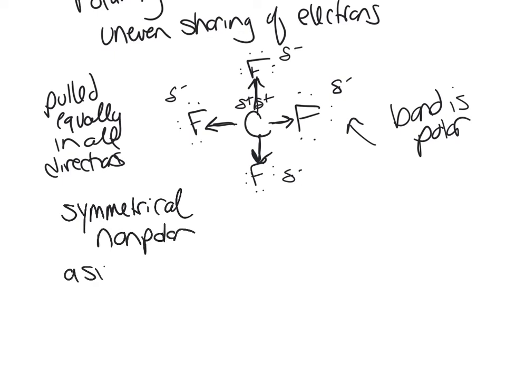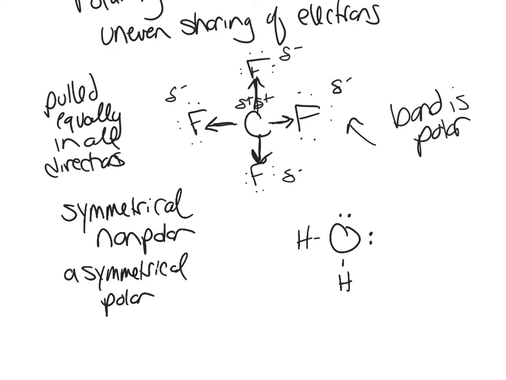If you are asymmetrical, you are polar. So a great example of that is water. Okay? Remember, we are 3D here, so water is bent. It is helpful to draw water bent because it's sometimes easy to mix that up. Okay, now let's look at this. Oxygen is more electronegative than hydrogen, so oxygen gets the electrons more.